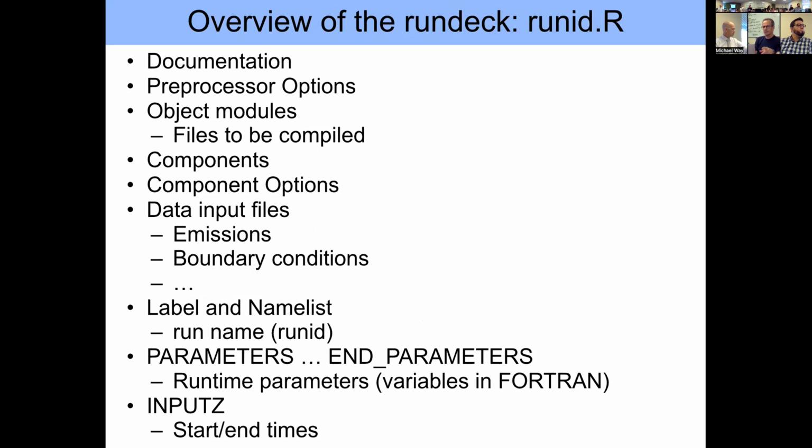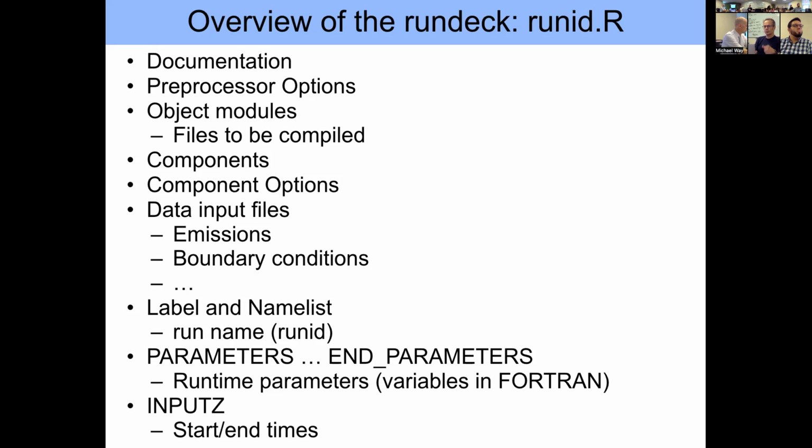It can be categorized in those bullet points that you can see. The very top of it is the documentation. You can write anything you like that describes your run. Then there is a section called the preprocessor options, which says which large blocks of code should be enabled in the configuration we're setting up.